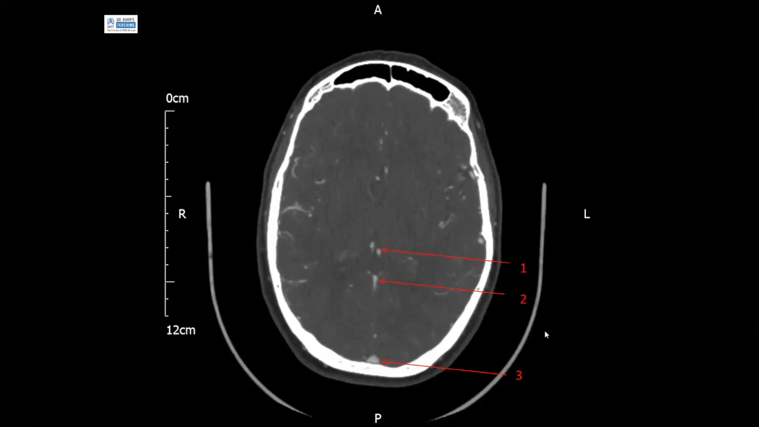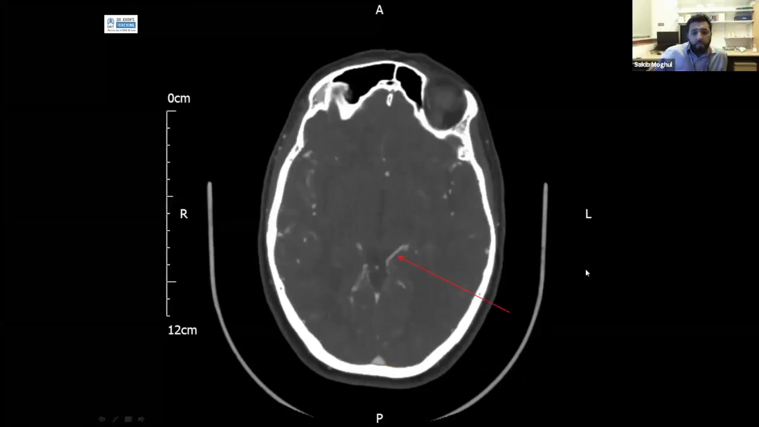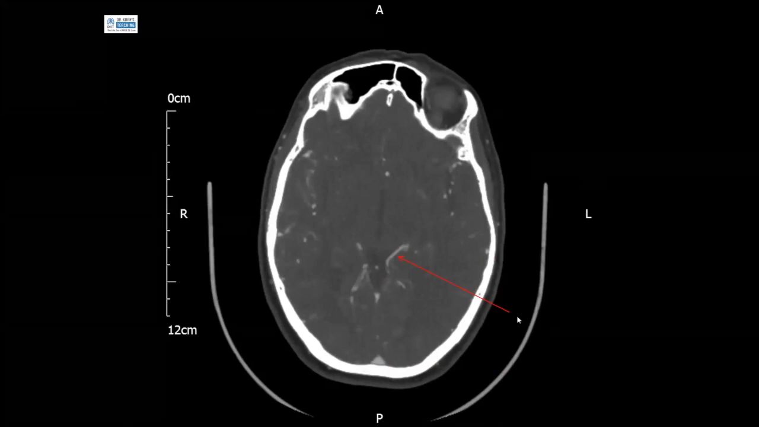Straight sinus. Excellent. And number 3. Superior sagittal sinus. Excellent. Perfect. All of them are correct. What do you think this structure is? Still people are thinking posterior cerebral artery, left PCA, basal vein, vein of Labbé.